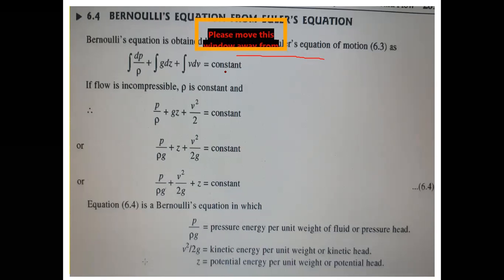The same we said as p by w. Here w is equal to rho into g, already we know. So p by w, w is equal to rho g, and half m v square becomes half v square by 2g, plus z is equal to datum energy. So it is the pressure energy, it is the kinetic energy, this is the datum energy, equal to constant. Now in the equation, p by rho g is the pressure energy, v square by 2g is the kinetic energy, z is the potential energy, right?